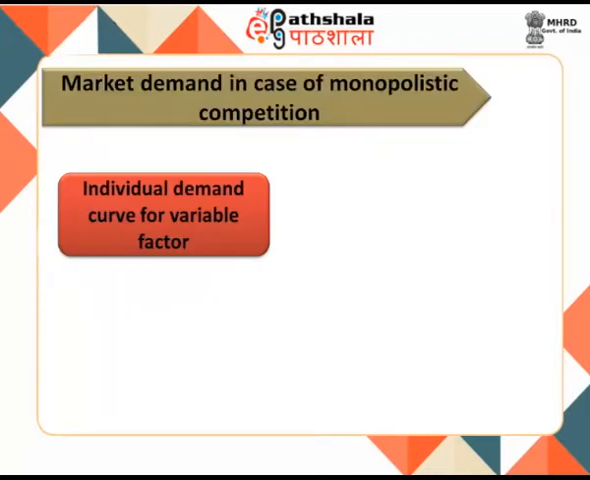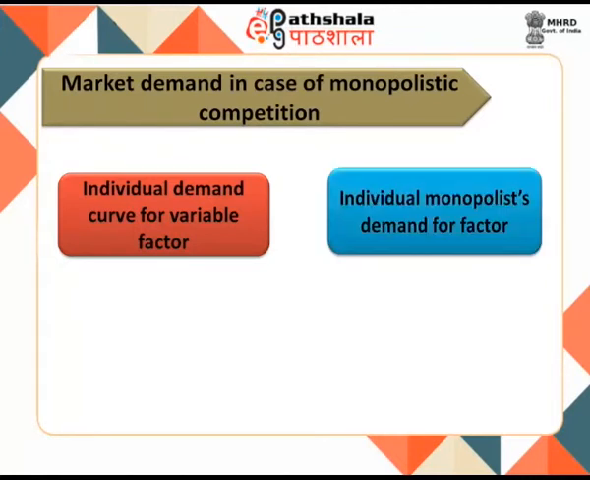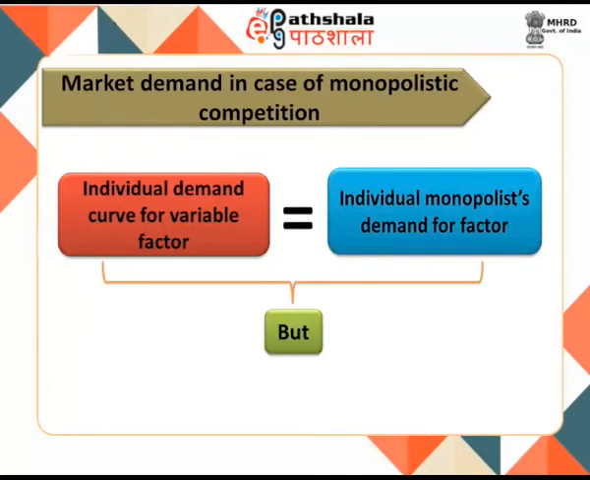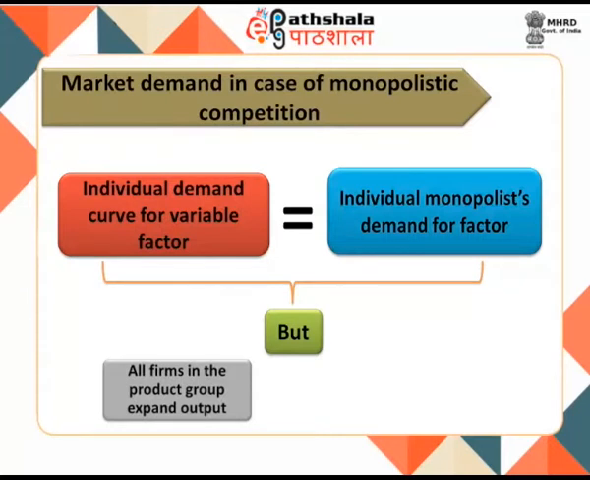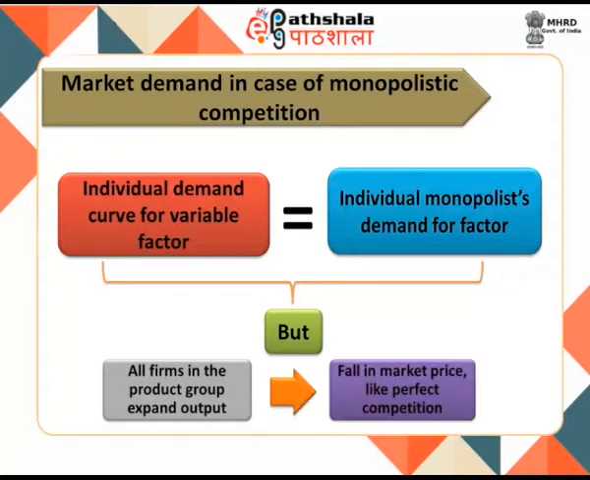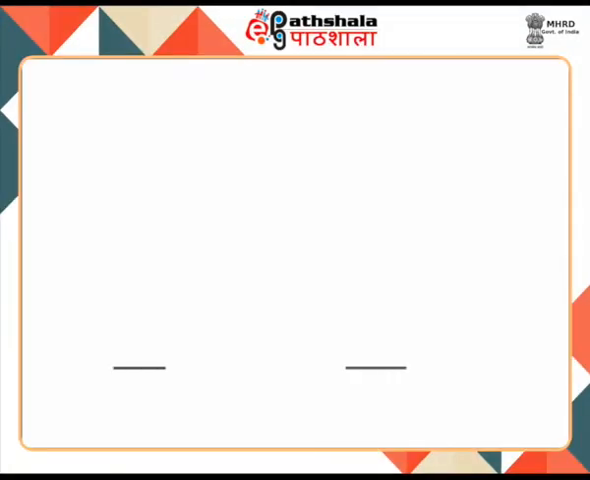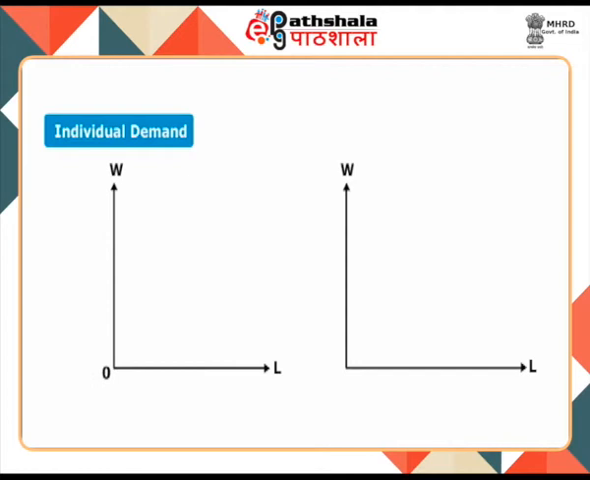The individual demand curve for variable factors derived in case of monopolistic competition is the same as the individual monopolist's demand for factor, but when all firms in the product group expand output, there will be a fall in market price, like perfect competition. We can understand individual as well as market demand with the help of a diagram.